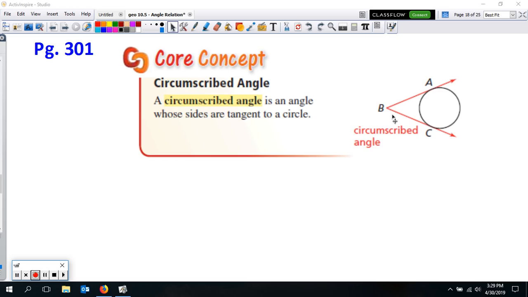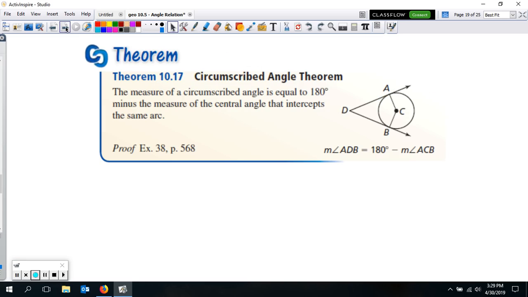But we're going to see something else going on with these ones and a center point. So if we have a center point right here, that's going to make something special. That's what our next thing is going to show us here. A circumscribed angle theorem.